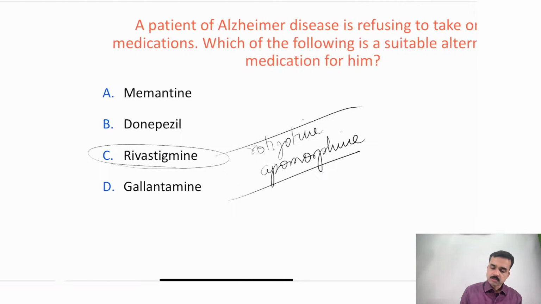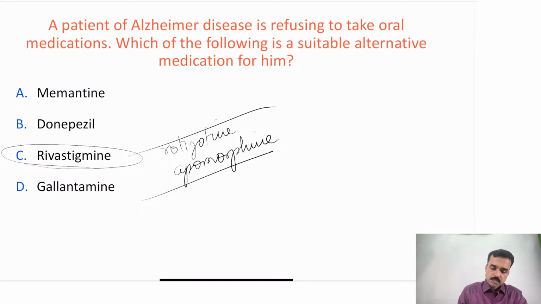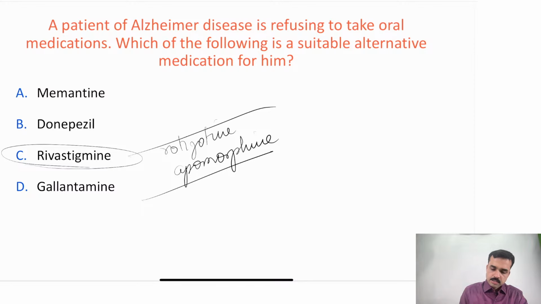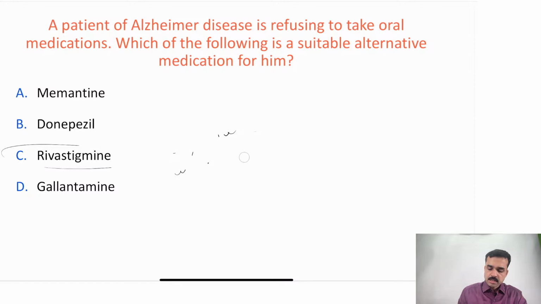Okay, for discussing of spinal cord. One question that was asked in the last INI was regarding a patient with Alzheimer's disease who is not able to or not willing to take oral medications. What are the alternatives for him? Rivastigmine can be given as a transdermal patch, and therefore that is the answer.